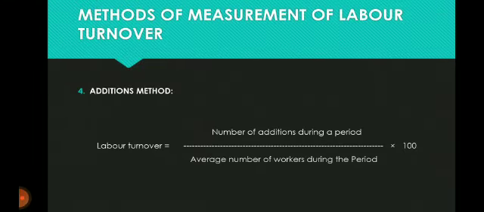Fourth, addition method. Under this method, number of employees recruited, including those recruited for expansion program, are taken into consideration. Labor turnover is equal to number of additions during a period by average number of workers during a period into 100.